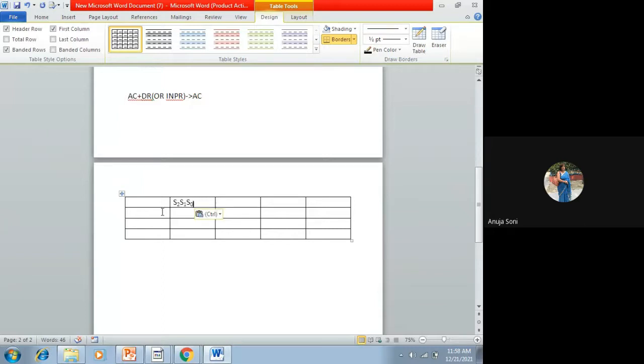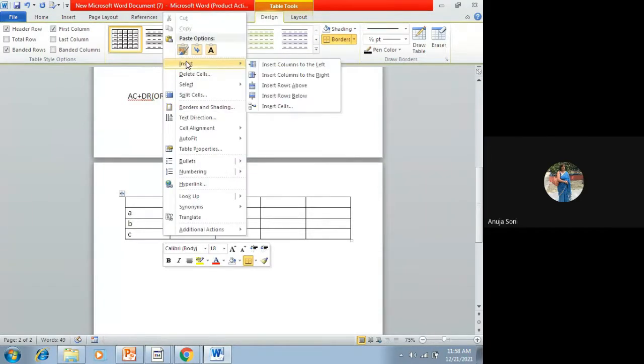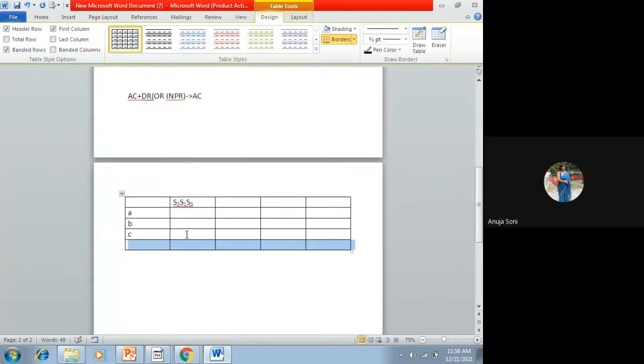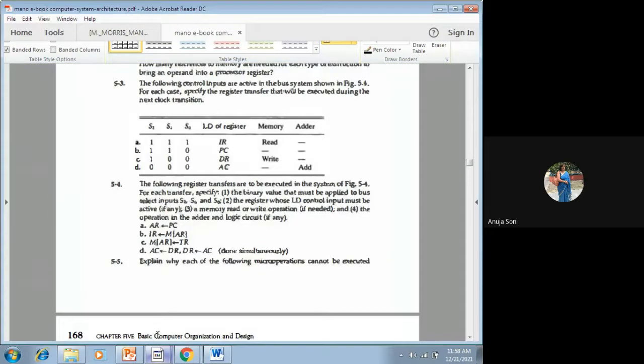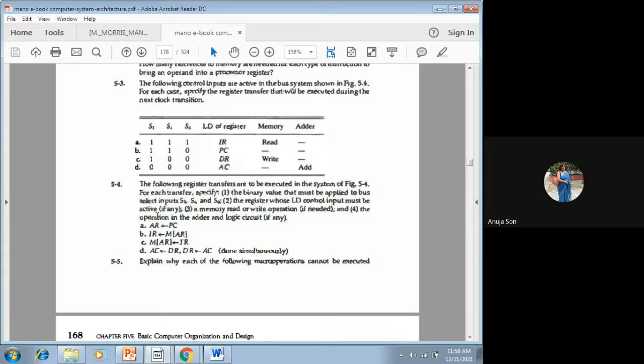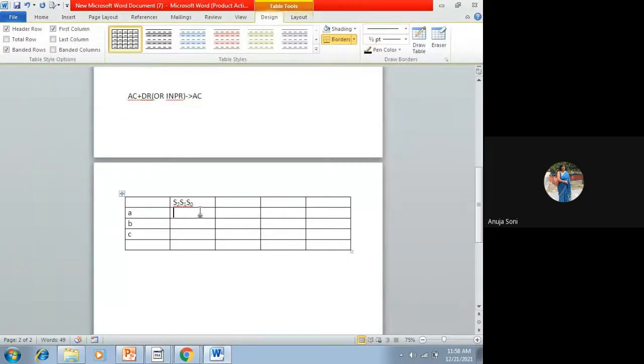This kind of a table, and this is part A, this is part B, and so on. It is saying that data transfer, which register transfer statement is written? It is written PC to AR. How will it happen? When the value of S0, S1, S2 will become 2. What is the binary value of 2? This is 0, 1, 0.